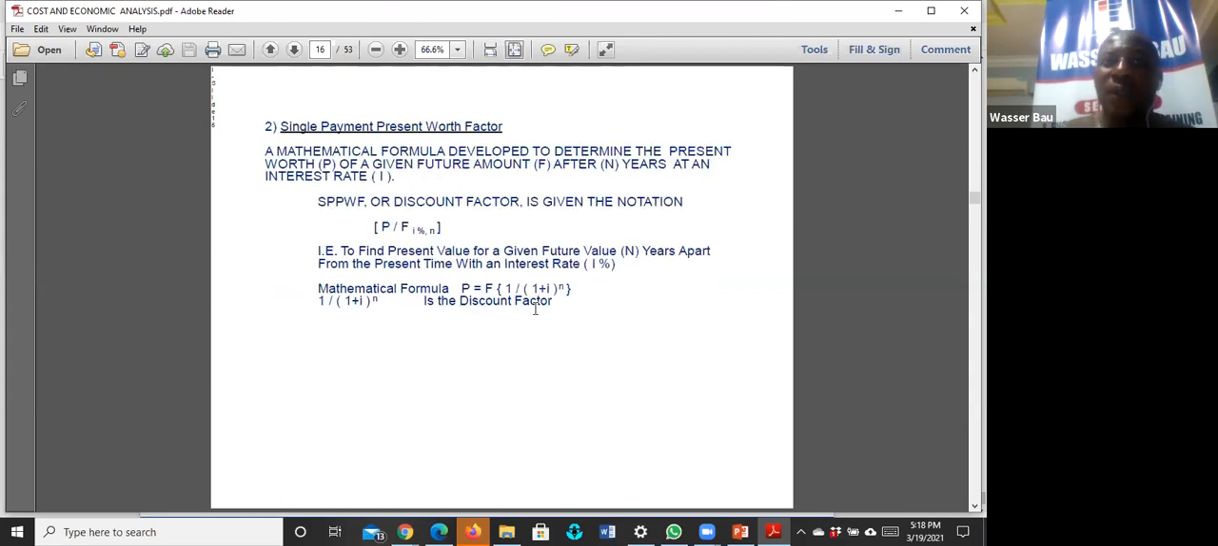The second one is called single payment present worth. In this case, I am given F to find P. It says to find the present value of a given future value N years from the present time at an interest rate of I. So in this case, what is the present value of a given amount of money? Somebody is promising me 50 million in 5 years. What is the value of that 50 million today? Of course, all of you agree that 50 million in 5 years can be worth something like 40-something million today.